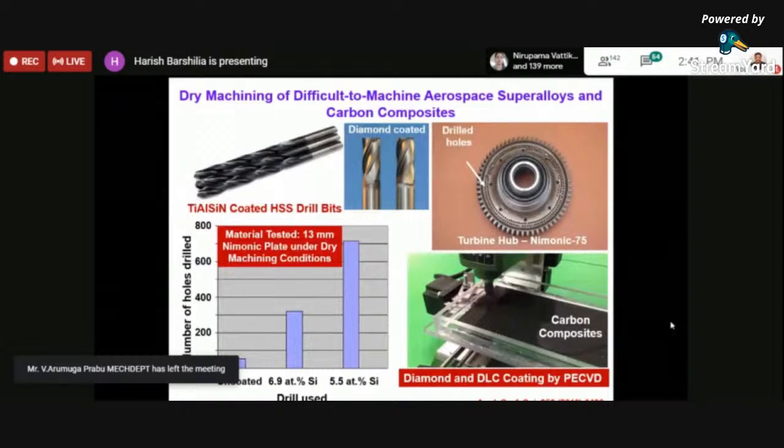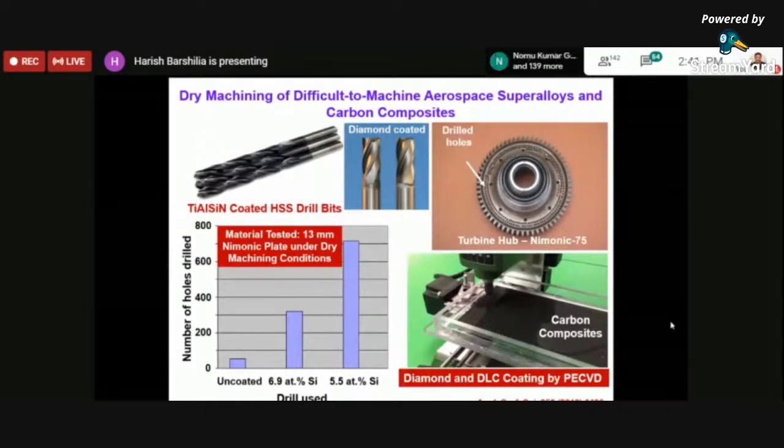You can see that we have compared here some of the coatings, and the performance of the coated tool improves by a factor of 50, which is very, very important. And you can see here a Mnemonic 75 turbine hub, which has been machined by using these coated tools.